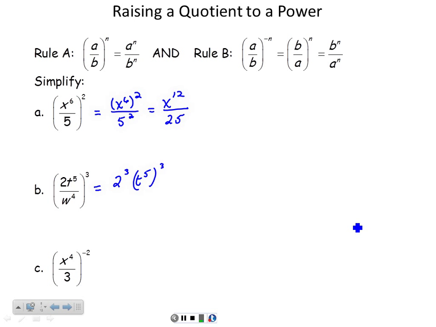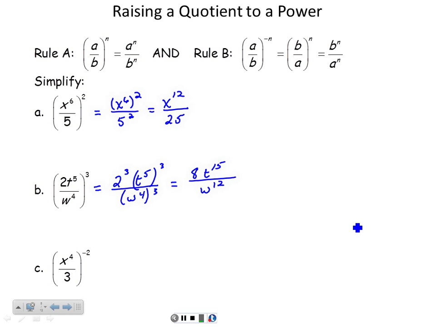Now, for letter B, you have a 2 to the 3rd power times t to the 5th to the 3rd power over w to the 4th to the 3rd power. So 2 to the 3rd power is 8. T to the 5th to the 3rd power is t to the 15th. You're multiplying those exponents. Power to a power you multiply, and you're going to have w to the 12th.